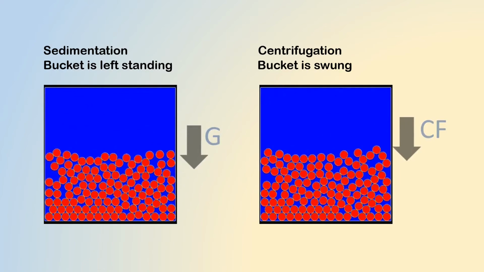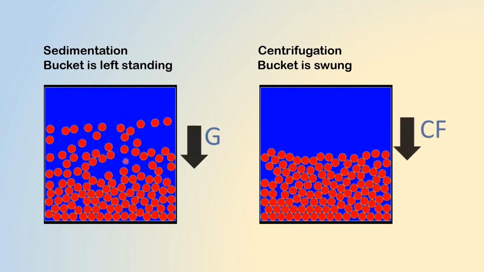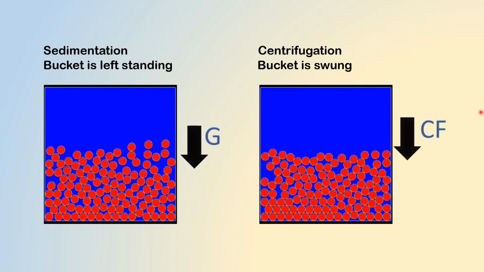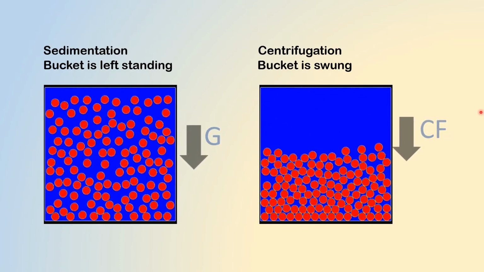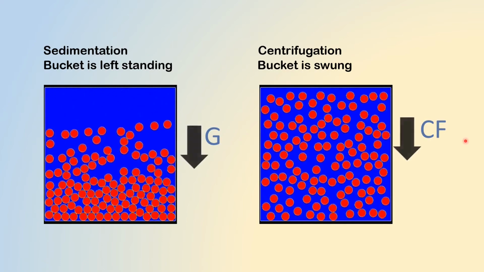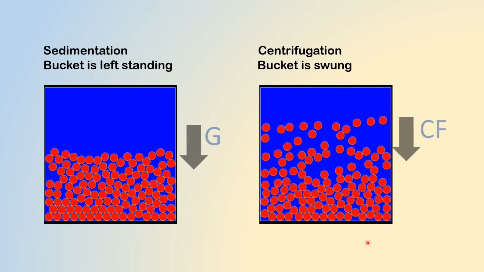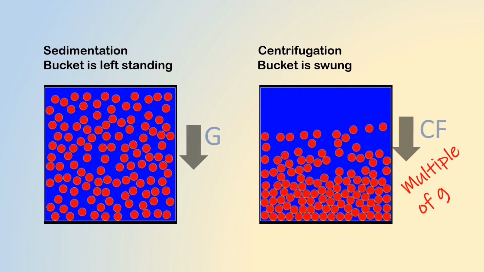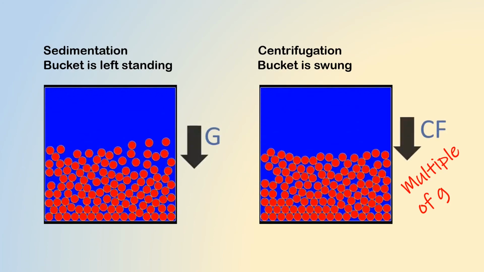So if the bucket is left standing, something known as sedimentation happens. That is, the solute molecules will settle due to the gravitational force very slowly. However, if you swing the bucket around, something known as centrifugal force comes into the picture, and this allows the molecules to settle very fast, because centrifugal force is in fact a multiple of G and is much faster acting than sedimentation.